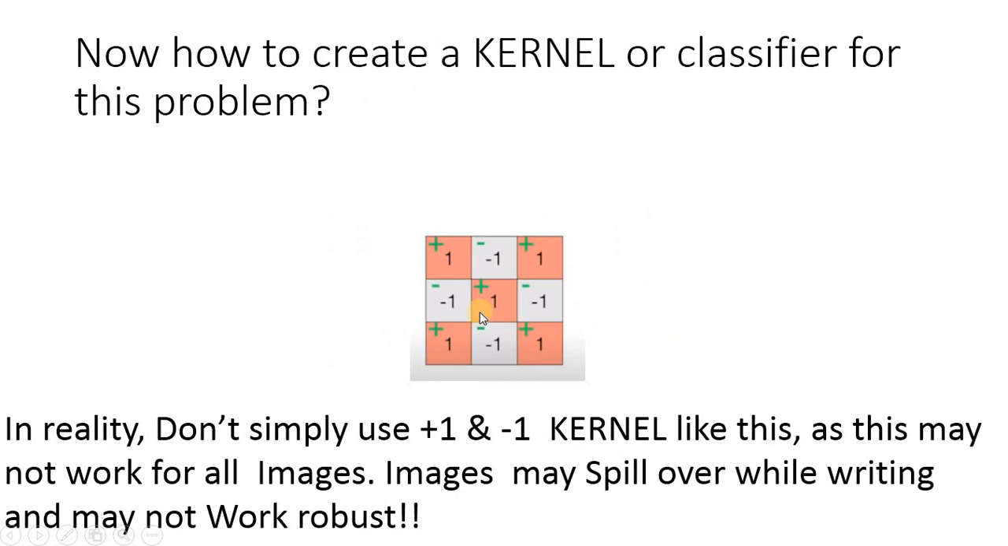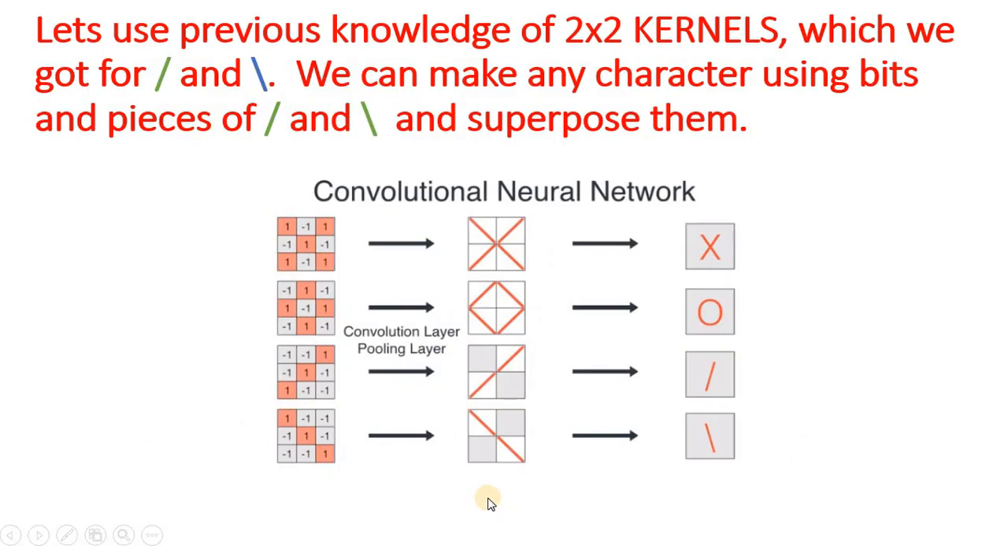You can see that X is represented like that, forward slash like that, O like this. Now how to create a kernel or a classifier for this problem? You cannot simply put plus minus like earlier we were doing to create a filter, because that might work for one combination but may not work for all the spilled over images. So you have to be very careful in creating a filter. Images may spill over while writing and may not work as robustly otherwise.